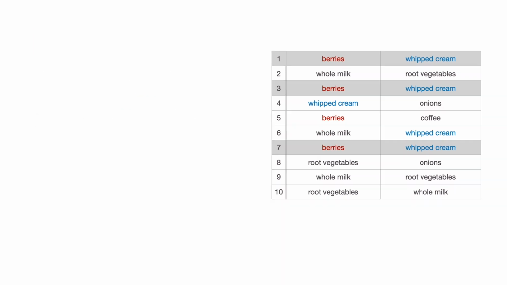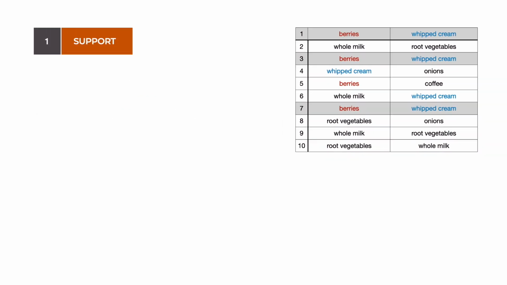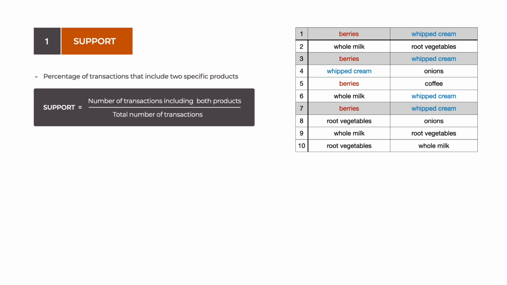And we will begin with support, which is the easiest of the 3 concepts to understand. The support indicates the percentage of transactions that include the 2 specific products. To calculate support, we need to first calculate the number of transactions containing both the products and also calculate the total number of transactions. And support is then calculated by dividing these 2 figures as shown in the formula here.